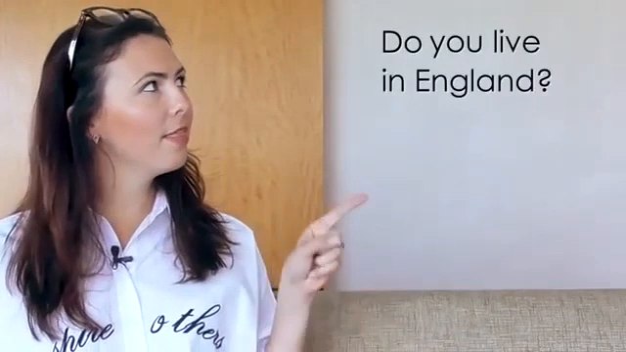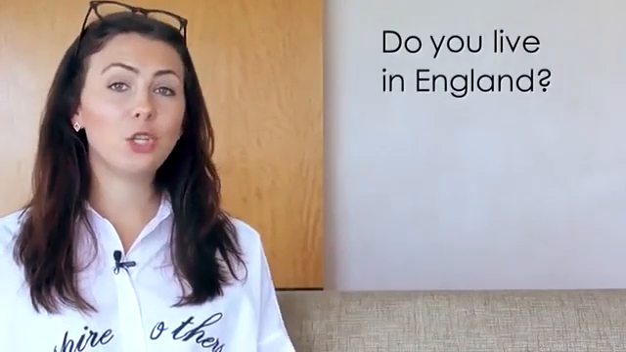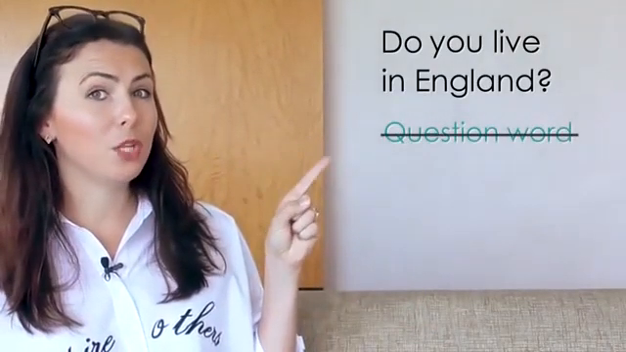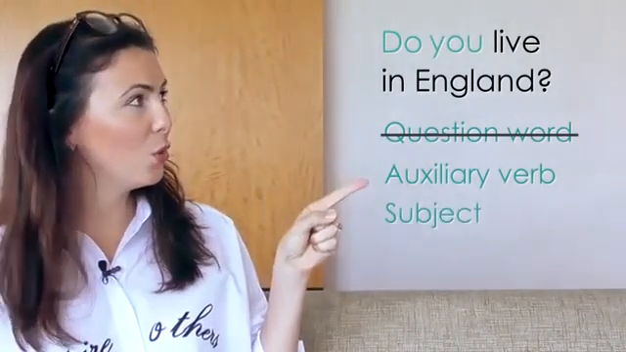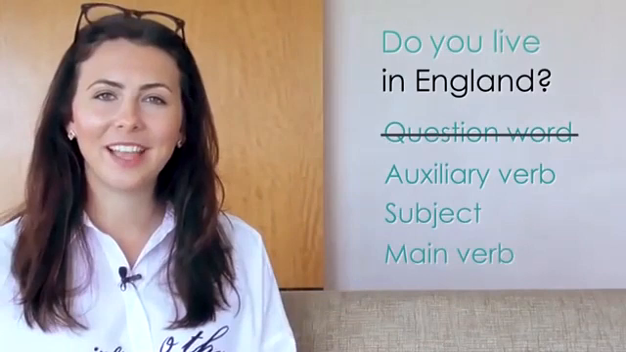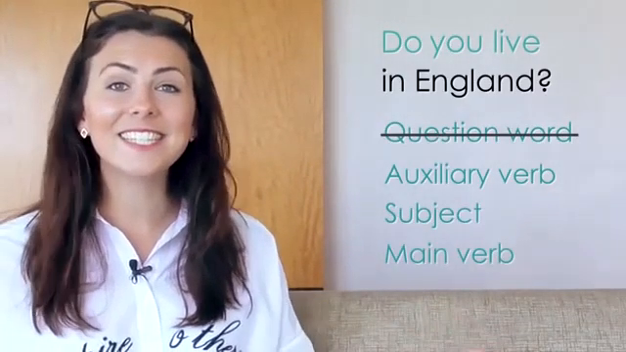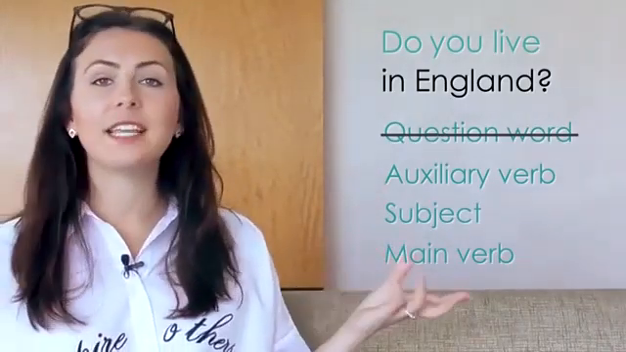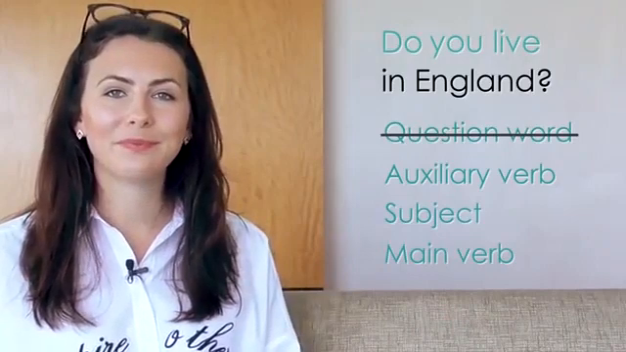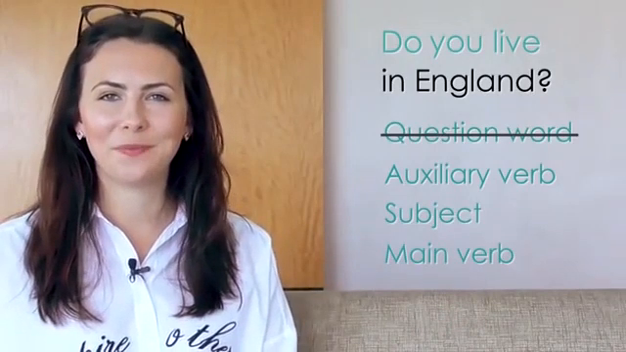Okay, so what about this type of question? Do you live in England? In this question, we don't have a question word, but we do have all of the other parts of the English question structure. We don't have the question word, but we do have the auxiliary verb, do, the subject, you, and the main verb, live. It's as simple as that, every time. This type of question is perfectly acceptable too. You don't need to have a question word.